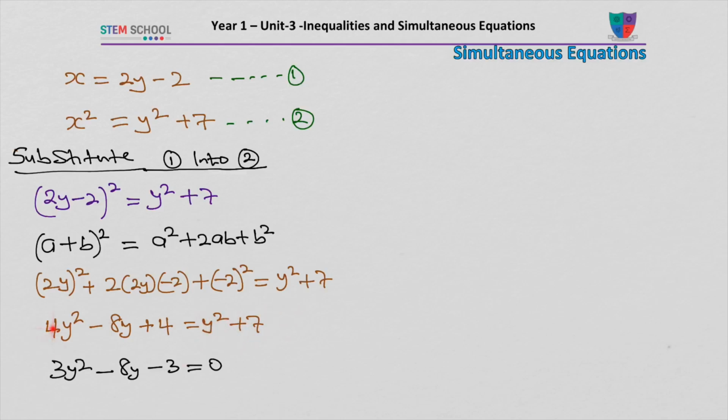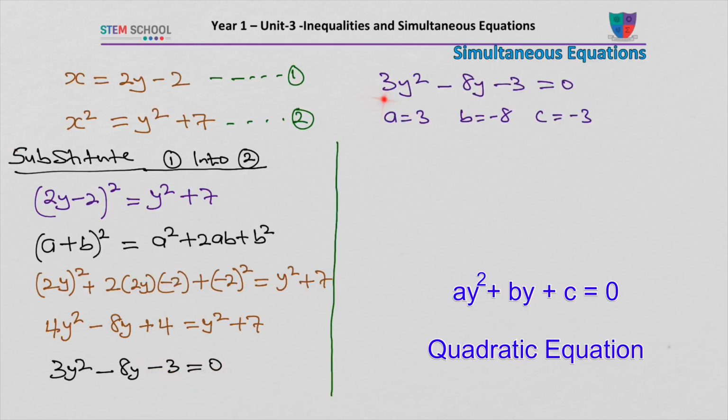So now 4y squared, if I move y squared here, it will be minus y squared, and that will become 3y squared minus 8y. If I move 7 from there to here, it will become minus 7. Plus 4 minus 7 is minus 3, equal to 0. Now I've got this equation, I need to factorize, or at least check if it can be factorized. By looking at it, it looks like it can be factorized.